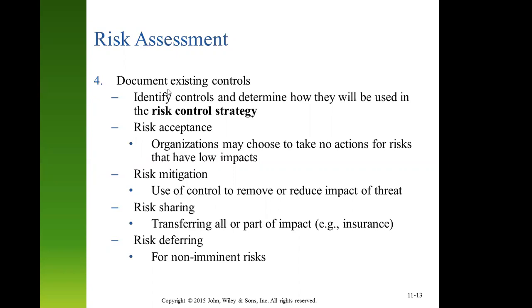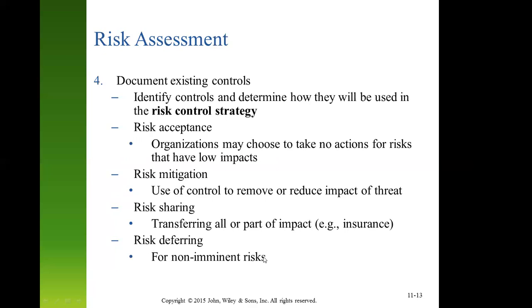I'd also mentioned insurance before. So here are the different things that you can do with respect to risk. You can either mitigate the risk, which is what we do for most situations. We use a control to remove or reduce the impact. We use a password. We use a lock. We use something to keep people out of our systems. We share the risk. We transfer all or part of that impact to another company, such as insurance.